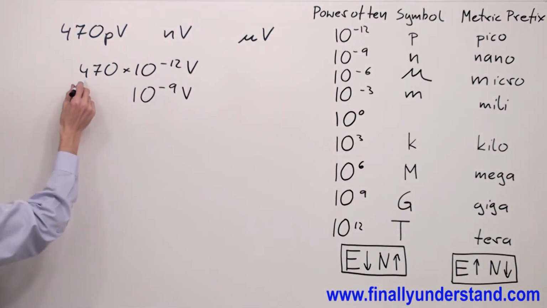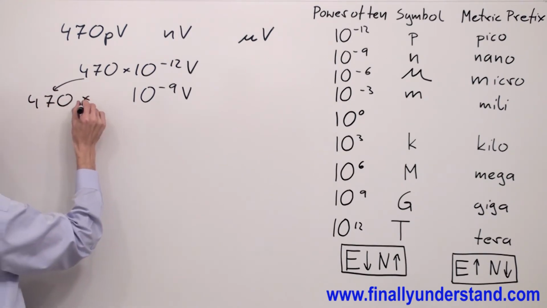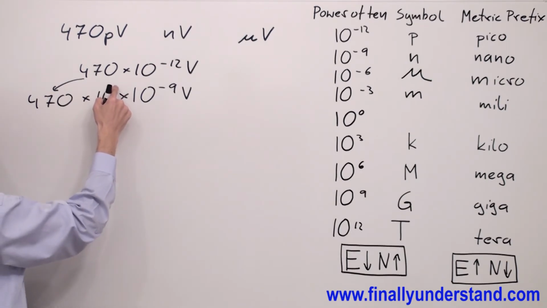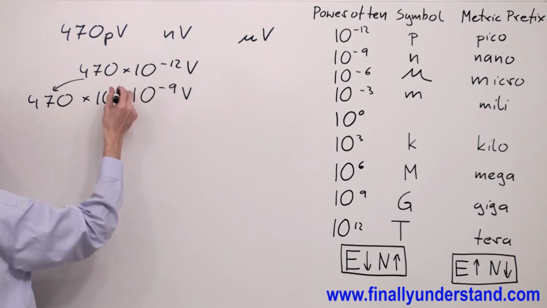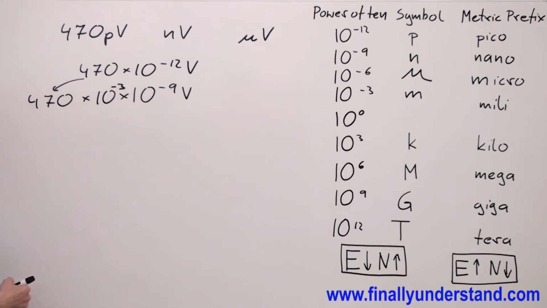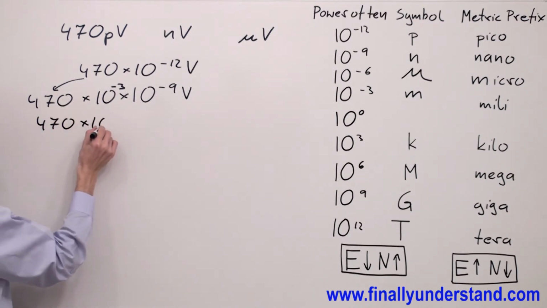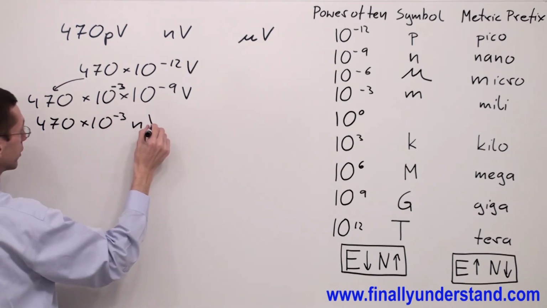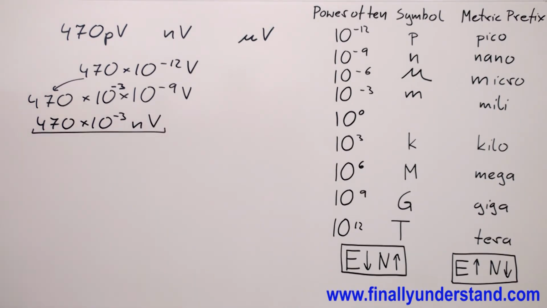What I'm supposed to do? Copy down 470 times 10. So next, I'm supposed to find the number which, added to negative 9, is going to give me negative 12. Negative 3 added to negative 9 is going to give me negative 12. So I'm going to have 470 times 10 to negative 3, and this is my prefix, nano volts. And this is the answer for the first part of my problem.